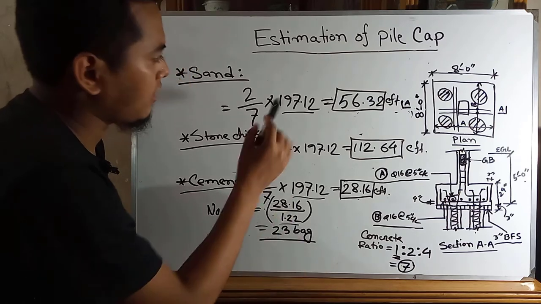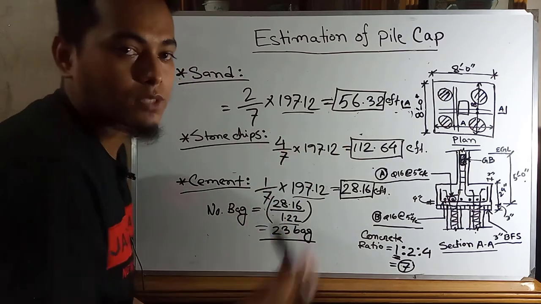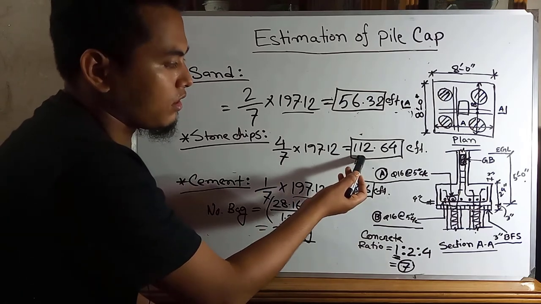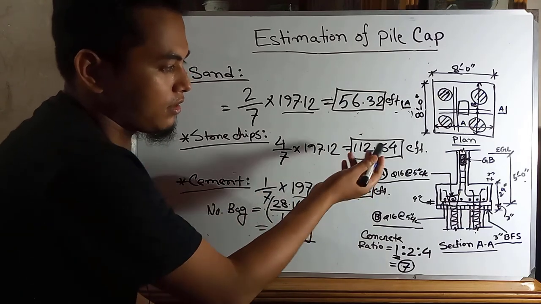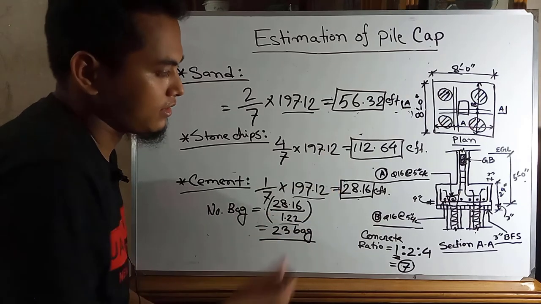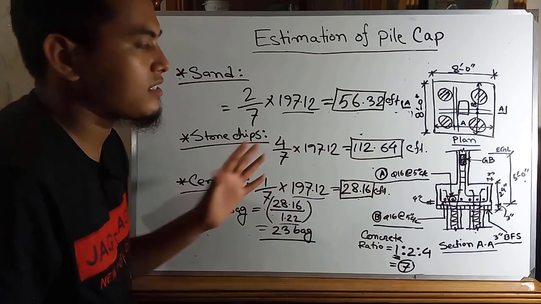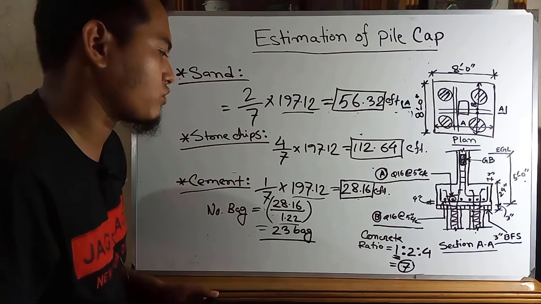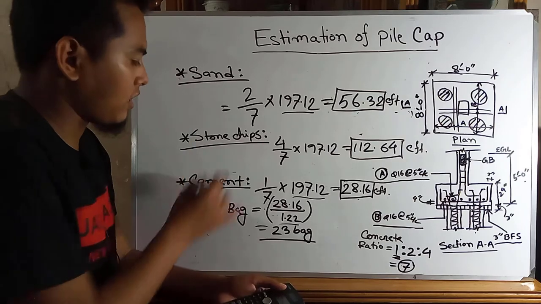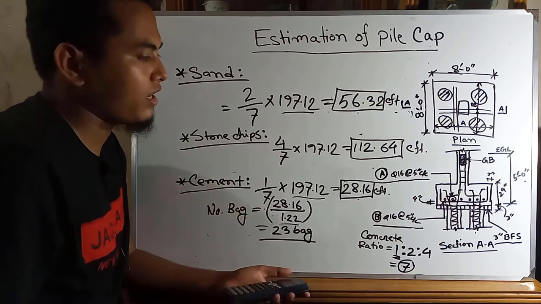So we find the number of bags, 23 bags, sand 56.32, and stone chips 112.64 CFT. So this is the quantity of materials we use for the concrete. These are the concrete materials.